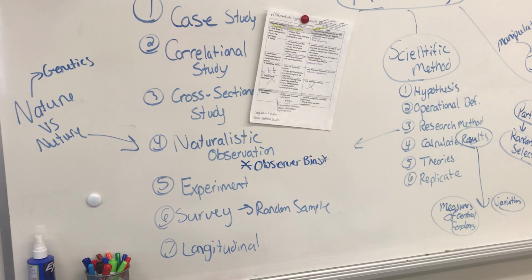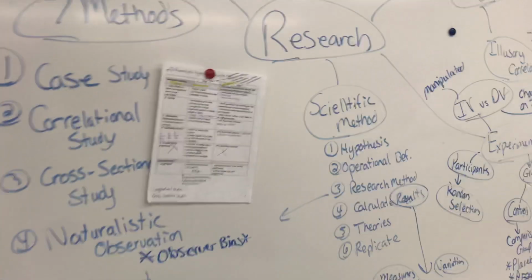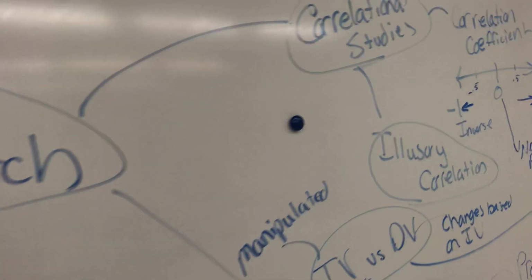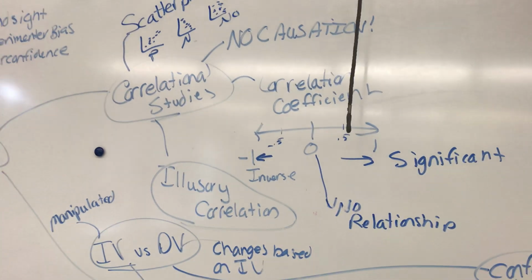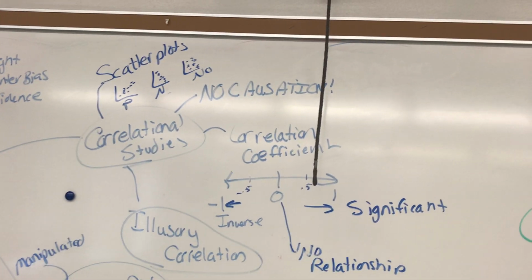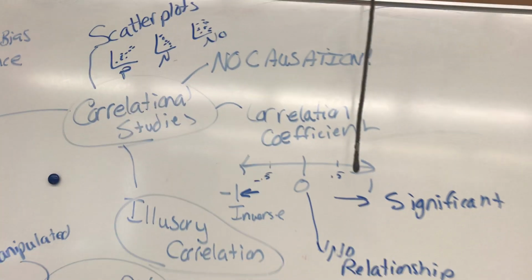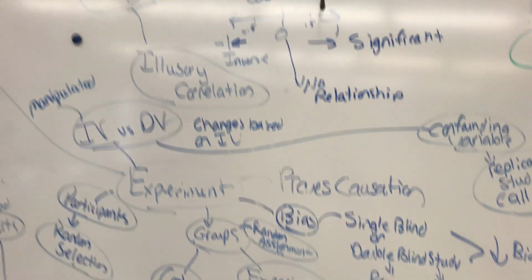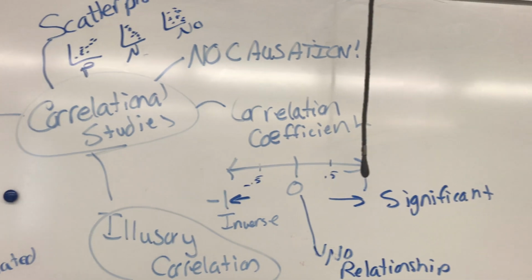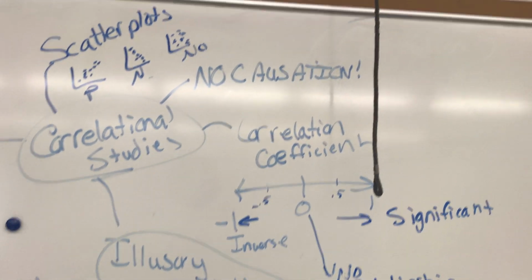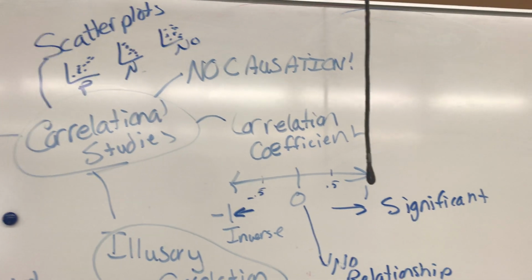Now we're going to look at correlational studies versus experimentation. And this is going to bring us over here. So we're going to look at correlation first. In correlational studies, we cannot prove cause and effect, hence the no causation. Cause and effect is proved in an experiment. In correlational studies, we only show whether there's an actual relationship that exists between the two factors, so whether one affects the other.